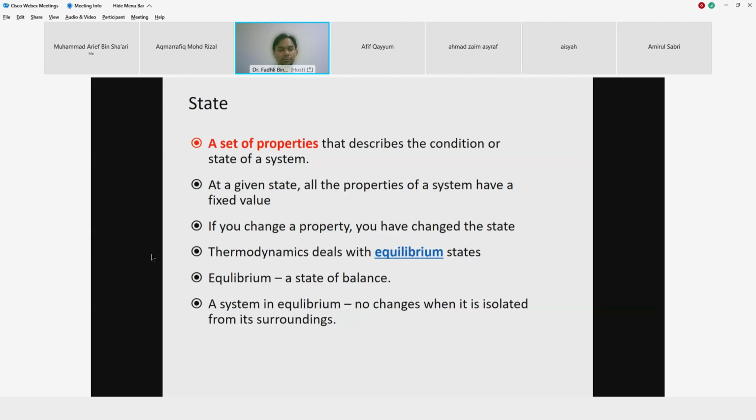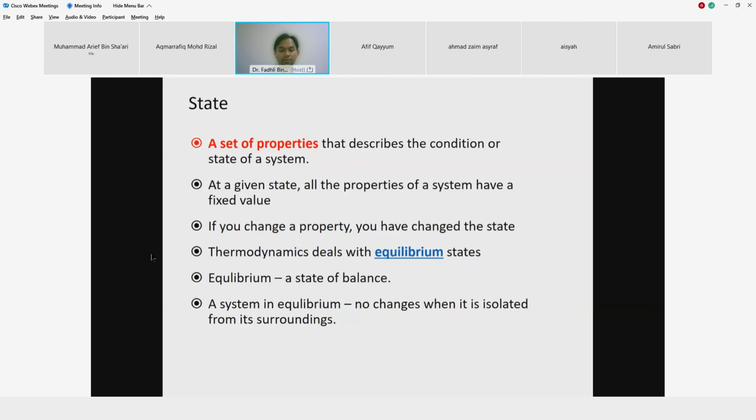Number 4, thermodynamics deals with equilibrium state. Equilibrium state here means stable. Equilibrium means stable, balance. Equilibrium is a state of balance. A system in equilibrium has no changes when it is isolated from its surroundings. If a system is in equilibrium, that means it is isolated from its surroundings.